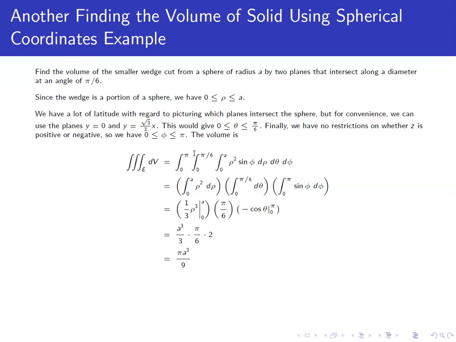And like I've mentioned in a couple previous videos, I've got an integrand that factors as a product of three single variable functions, and my limits of integration are all constants here, so we can break up this iterated integral as the product of three integrals. So now we can evaluate each of the integrals individually and get a final answer of pi a cubed over 9.